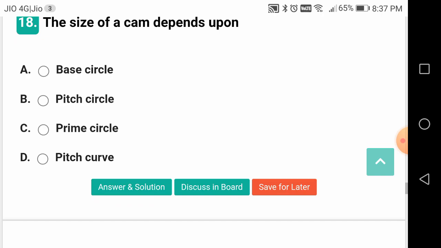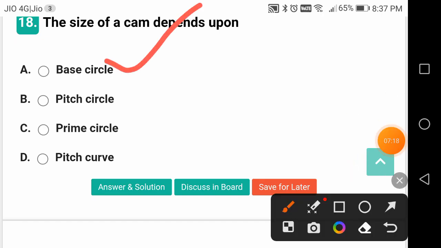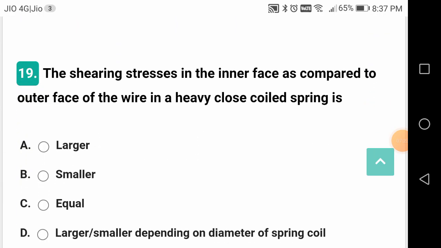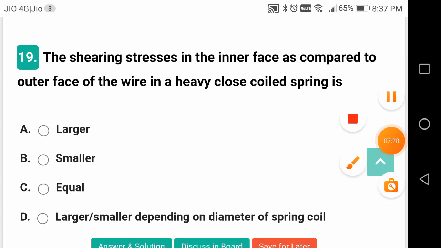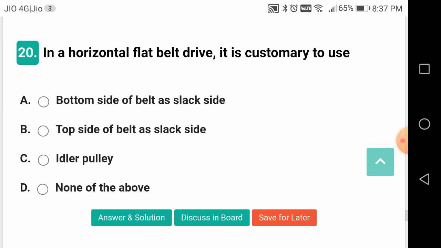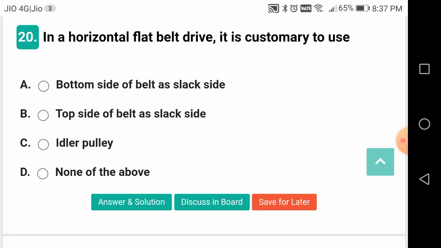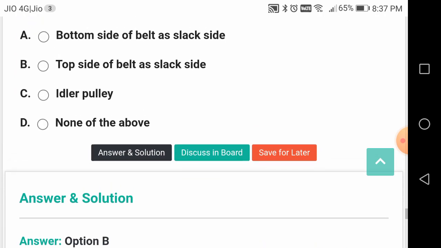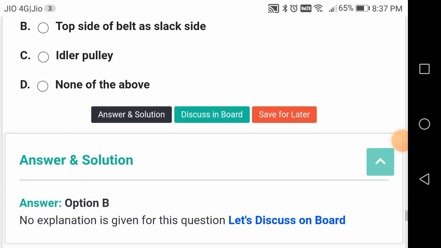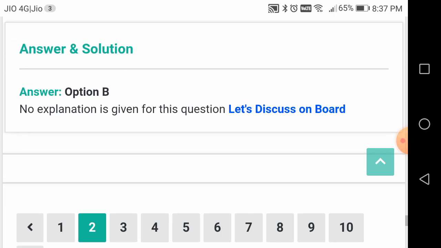The size of a cam depends upon, this is a good question, friends, basically the base circle. Once again, a very, very important question. The shearing stresses in the inner face as compared to the outer surface of the wire in a heavy closed coil spring is higher. The inside surface will be subjected to higher stresses compared to the outside surface. In a horizontal flat belt drive, it is customary to use the top side of the belt as the slack side, and the bottom side as the tight side.